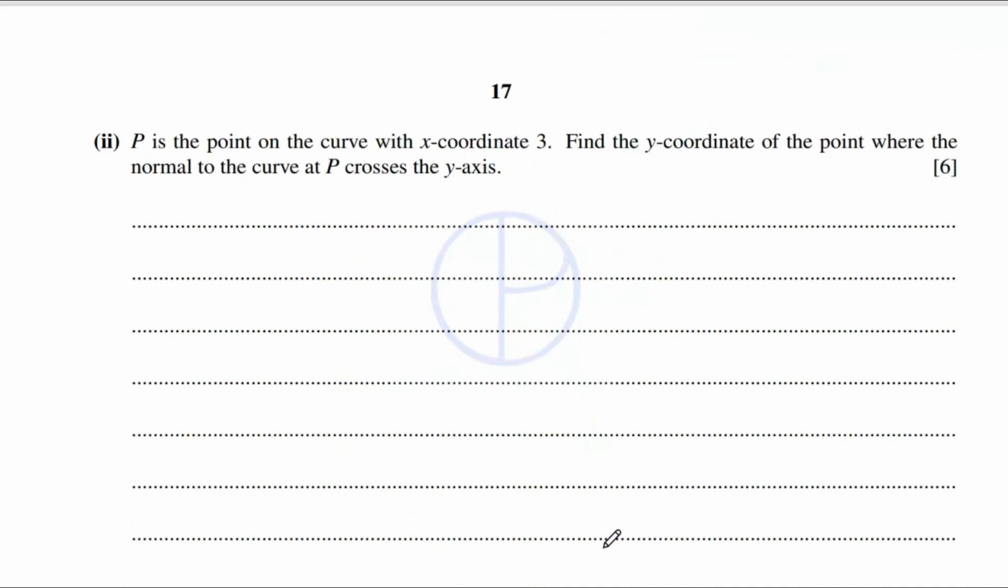The next part of the question is: P is the point on the curve with x coordinate 3. Find the y coordinate of the point where the normal to the curve at P crosses the y-axis. So P is a point on the curve with x coordinate 3. So we'll find out what is the corresponding y coordinate by substituting in the equation, y is equal to square root of x cube plus x square.